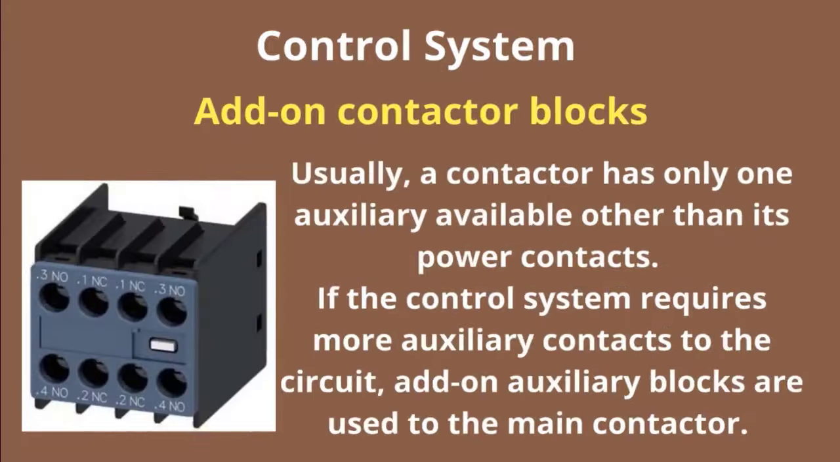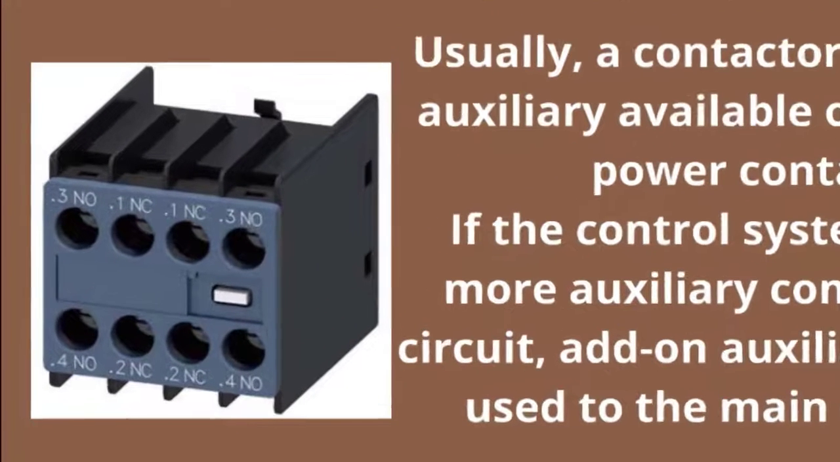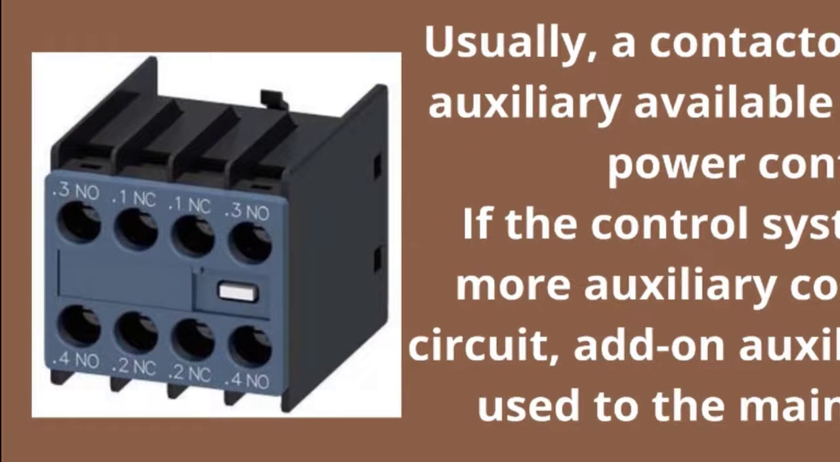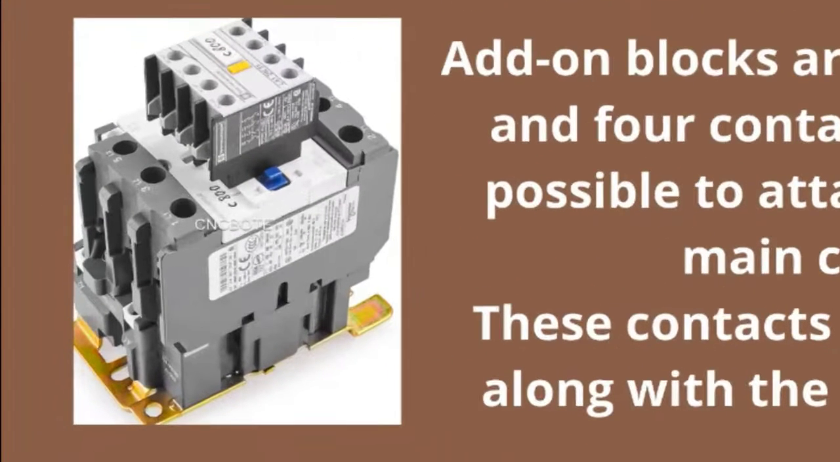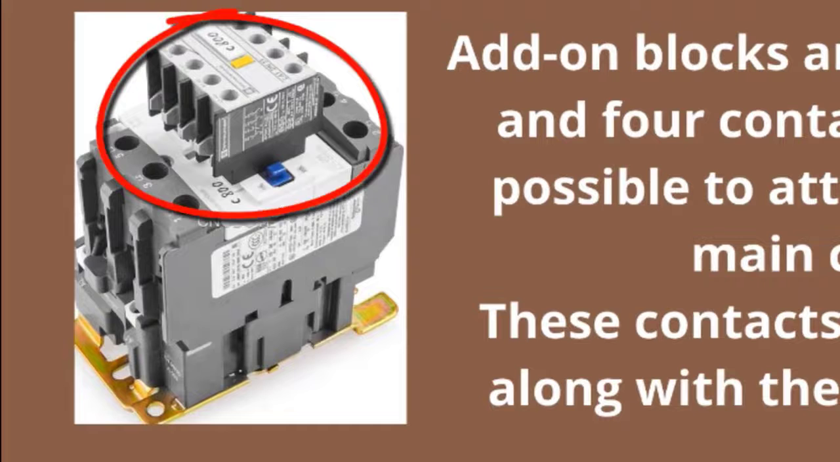Add-on contactor blocks. Usually, a contactor has only one auxiliary contact available other than its power contacts. If the control system requires more auxiliary contacts in the circuit, add-on auxiliary blocks are attached to the main contactor. Add-on blocks are available in 2 and 4 contacts and can be attached easily to the main contactor. These contacts will be operated along with the main contactor.